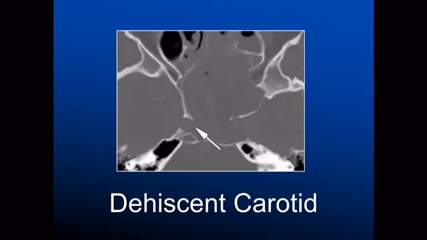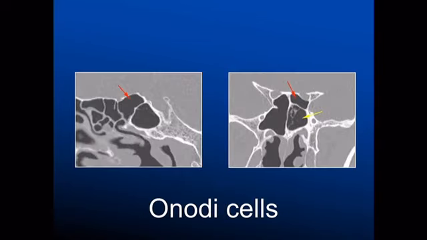And then also whether there's a dehiscent carotid canal. If the carotid canal is dehiscent, in reality there's still a bony covering over it, but it's very thinned, and therefore the vessel will be at risk for iatrogenic damage. The other thing that's important to recognise are Onodi cells. These are basically a posterior ethmoid cell that's pneumatised quite laterally and superiorly over the top of the sphenoid sinus.